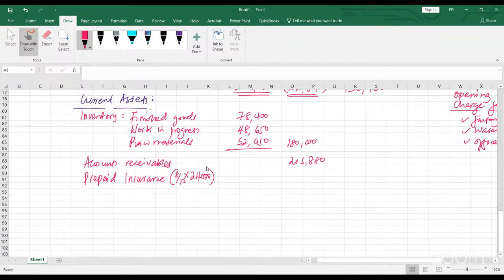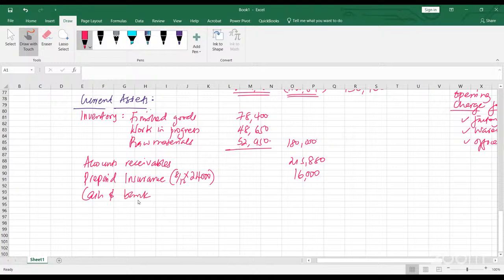That represents the prepaid insurance. And what is 8 over 12 times 24? 8 by 12 times 24. Okay. That's around 16,000. That is prepaid insurance. Then bring your cash and bank.